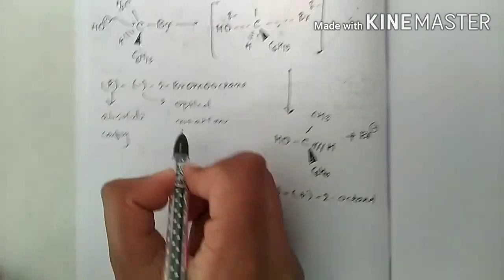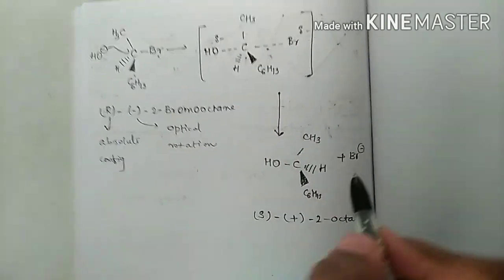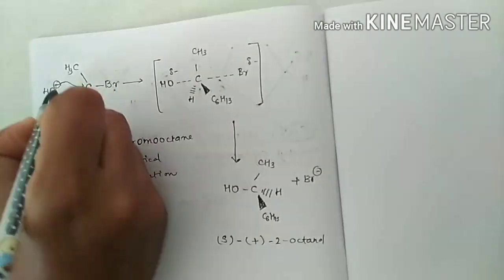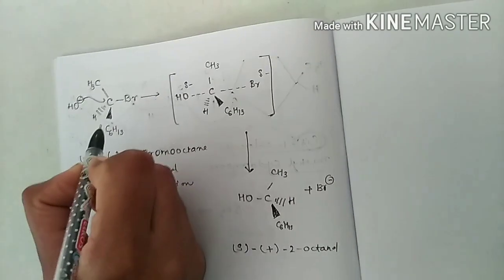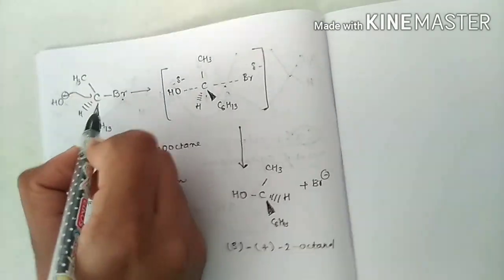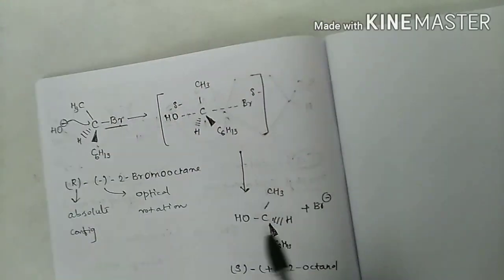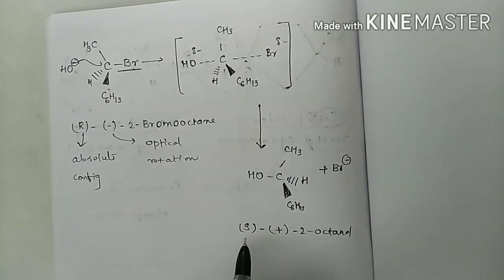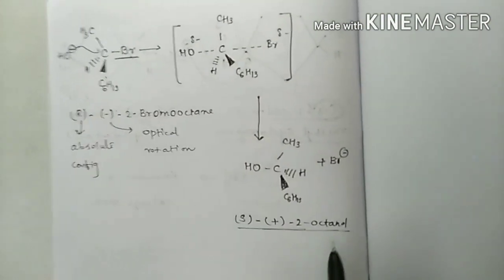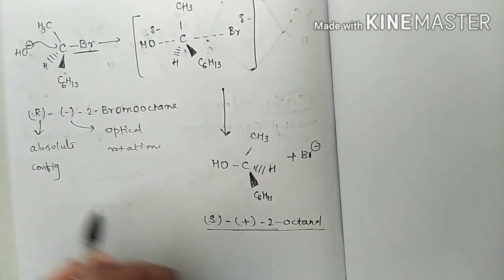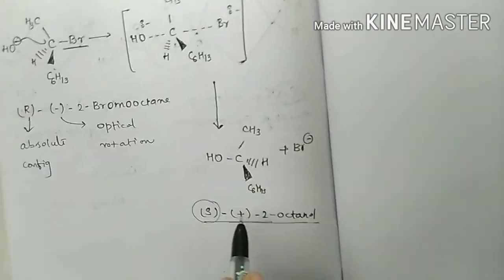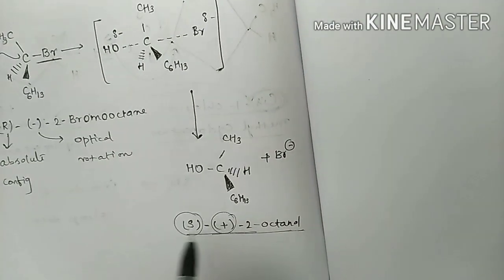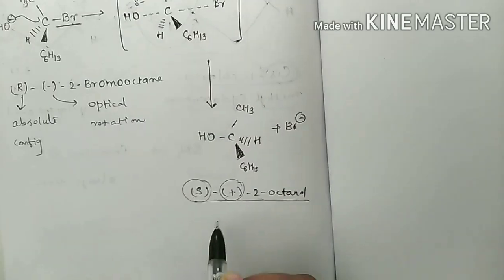It is nothing but the optical rotation of the polarized light. So here the OH minus ion attacks the partially positively charged carbon atom from the backside with respect to the bromide ion, and this results in S plus 2 octanol. So here the absolute configuration and also the optical rotation both have been changed in the product.